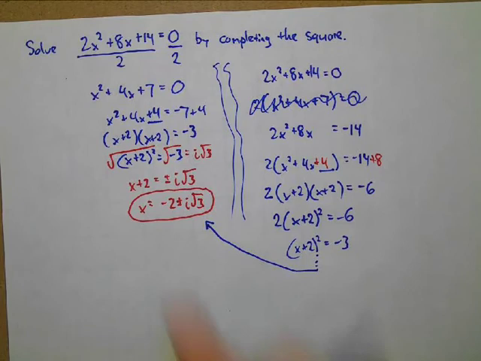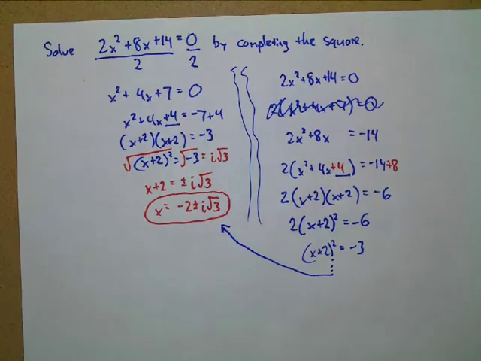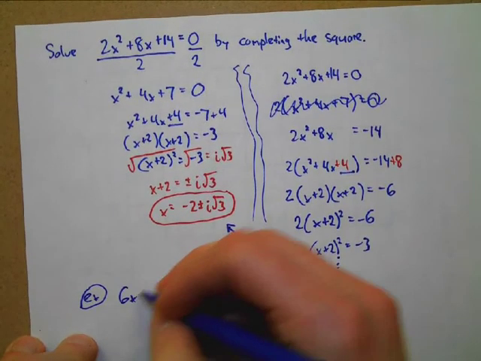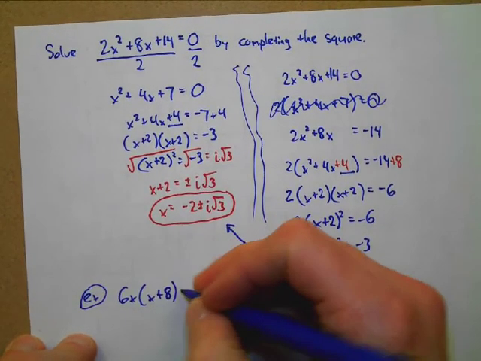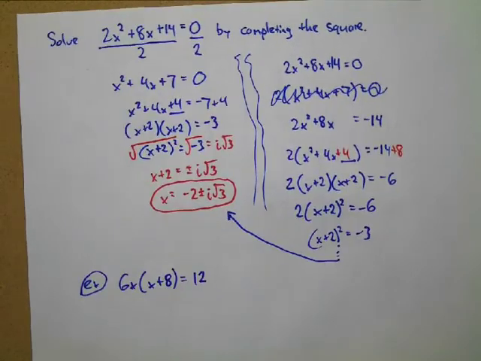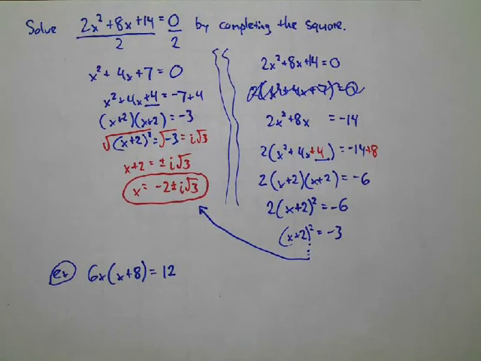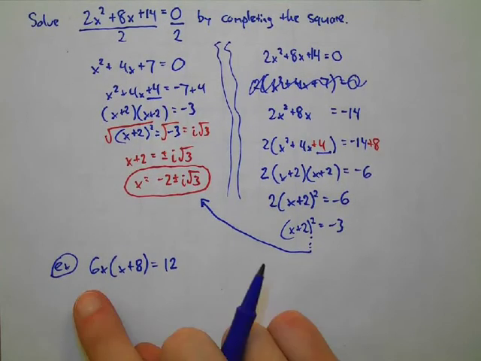Shall we try one more of these with the a value not equal to 1? Okay. Let's do a little bit of a weirder looking one: 6x times the quantity x plus 8 equals 12. And again, we want to solve by completing the square. So, thoughts about how we should proceed to complete the square?